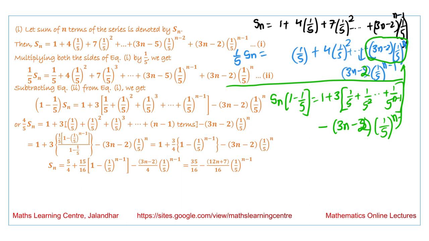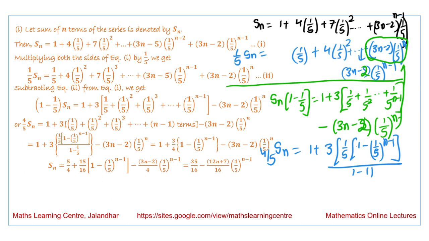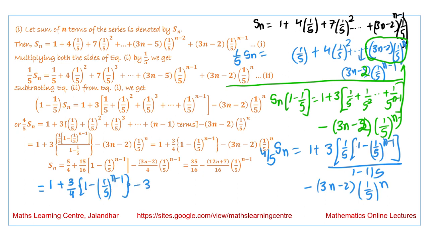So what we obtain on solving this is that the value of 4 by 5 Sn is equal to 1 plus 3 into 1 by 5 into 1 minus 1 by 5 raised to the power n minus 1 divided by 1 minus 1 by 5, minus 3n minus 2 into 1 by 5 raised to the power n. So on solving this we will obtain 1 plus 3 by 4 into 1 minus 1 by 5 raised to the power n minus 1, minus 3n minus 2 into 1 by 5 raised to the power n.